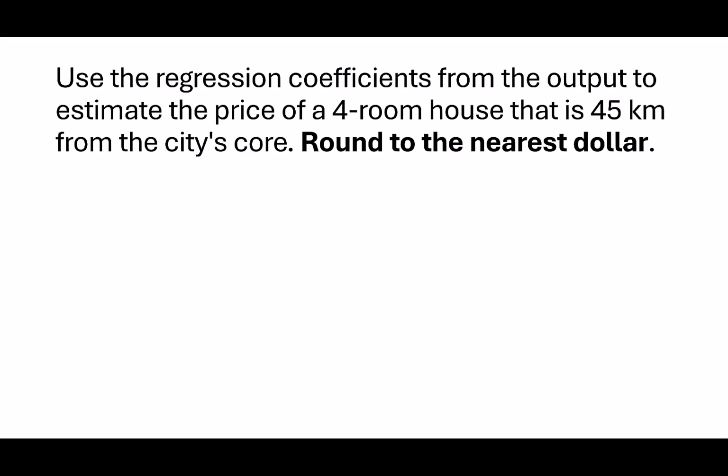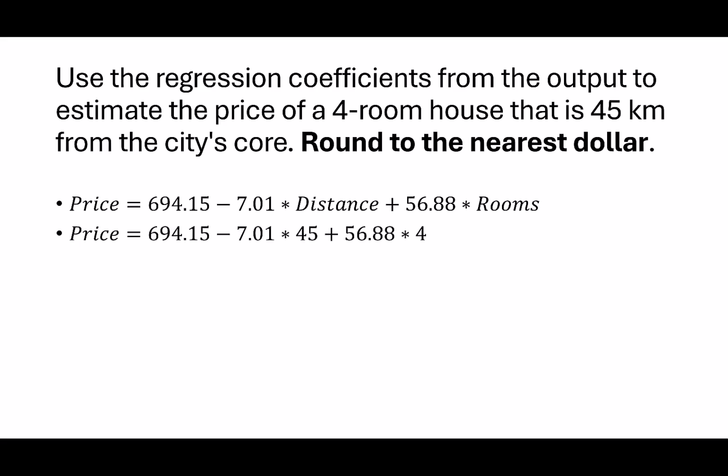To finish up the problem, we're going to use the regression coefficients from the output to estimate the price of a 4-room house that is 45 kilometers from the city's core. We start by bringing back our model, then we substitute in the distance of 45 and the number of rooms, which was 4. When we throw that in the calculator, we get a price of $606.22. But again, this is in thousands. When we multiply by 1,000, we get a price of $606,220.